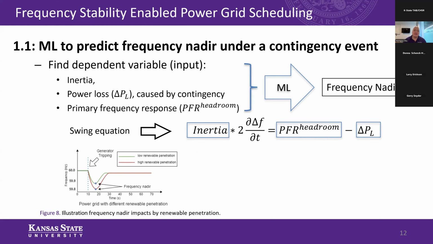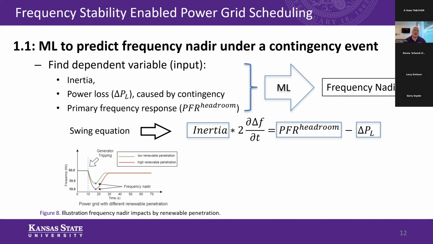This research objective is built on machine learning to predict the frequency nadir under contingency events. To begin, we must identify the core system variables that influence the frequency dynamics during a disturbance. We focus on three key inputs. The first one is inertia. Basically, that reflects the amount of rotational kinetic energy stored in the system.